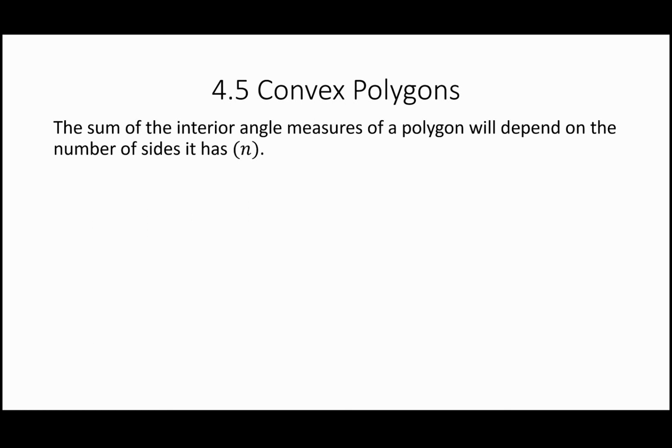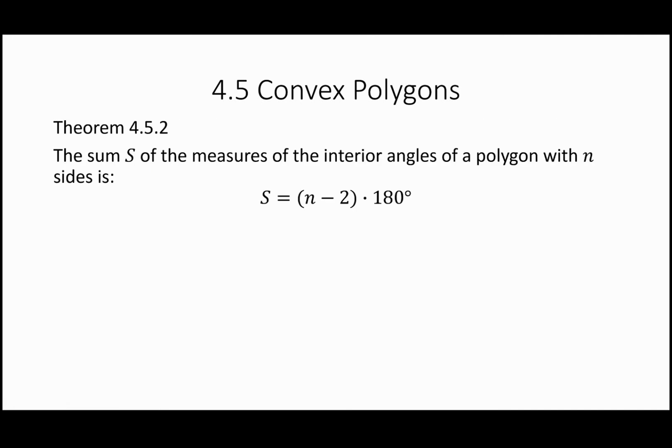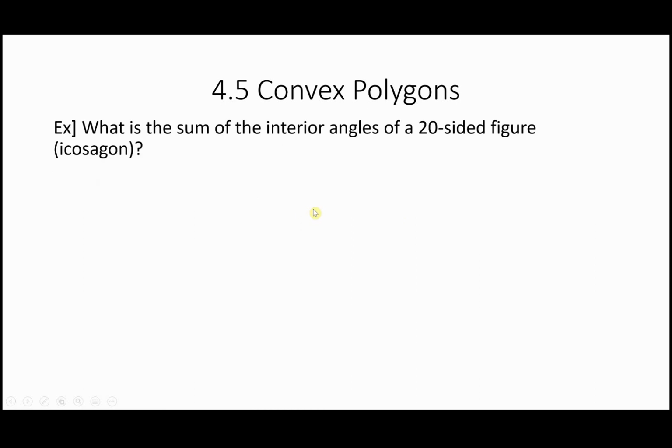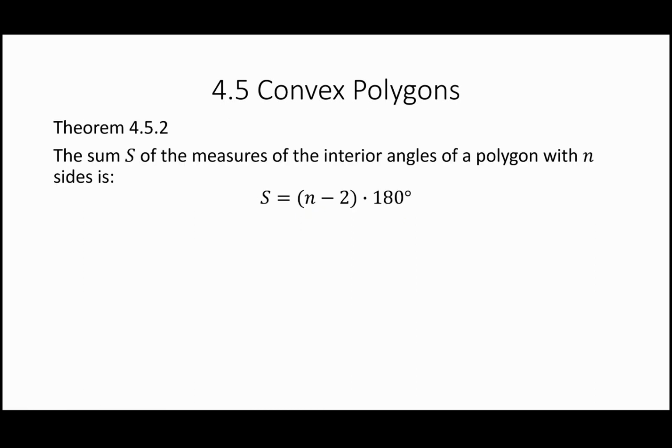The sum of the interior angles of a polygon will depend on the number of sides it has, which has been already generically represented by the lowercase n. So here's the next theorem, the second theorem in section 4.5. The sum, which we'll call capital S, of the measures of the interior angles of a polygon with n sides is this formula. You only need to know how many sides the polygon has. You subtract 2, and you multiply by 180 degrees.